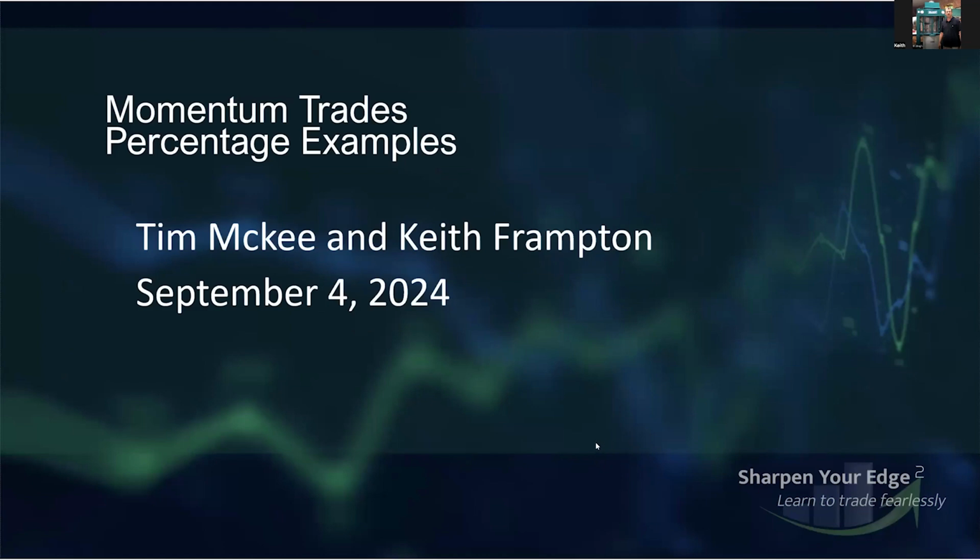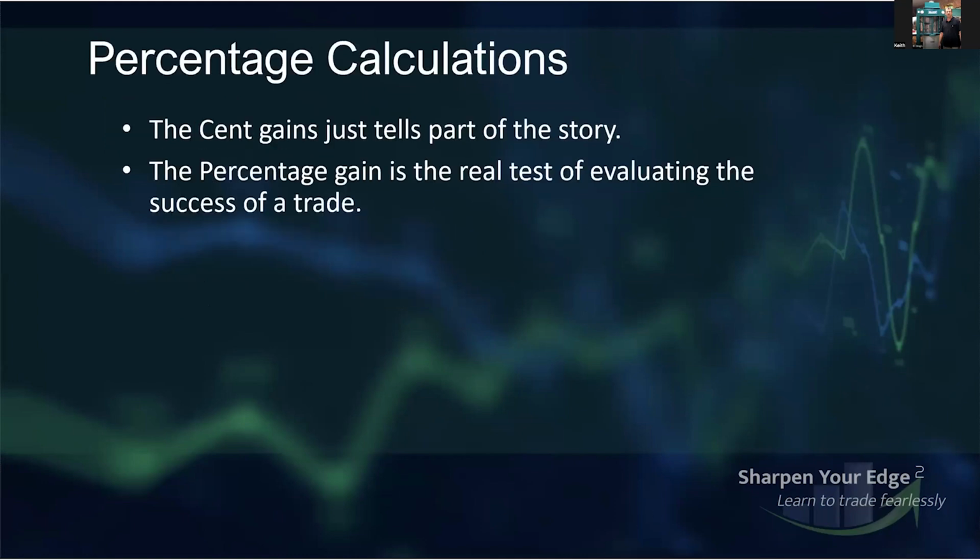Yeah, so I want to talk about cent gains, how much we have during the day. I think Tim was like plus 79 or 69 today, and mine was up $1.01. And they're not apples to apples because a lot of that depends on the price of the option itself. So I thought I'd put just a quick explanation in here. The cent gains just tell part of the story, but the percentage gain is the real key, a real test for evaluating the success of a trade.